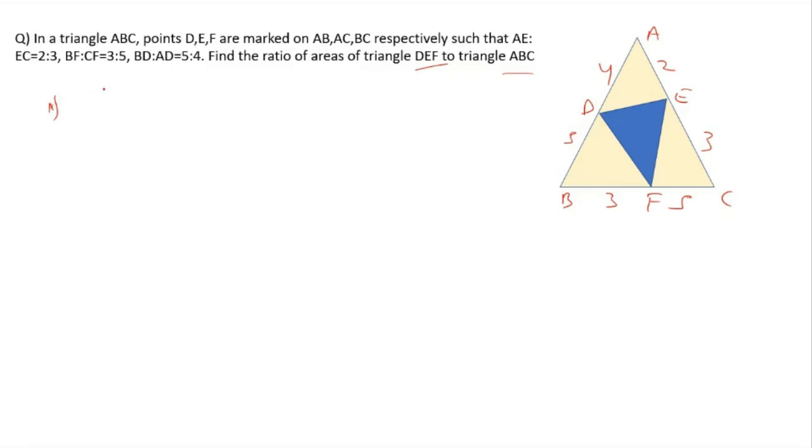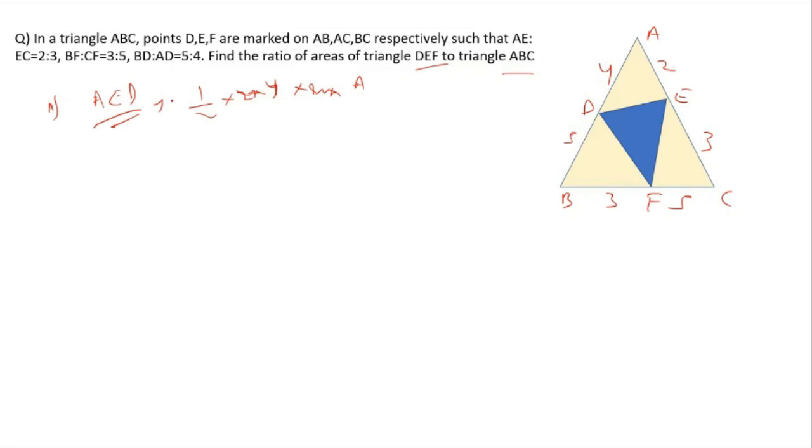That's step one: calculate the others and then subtract from the big triangle. Now how to calculate the others? For example, first we take AED and write what the area of AED will be. It will be half into 2 into 4 into sine A. Why did I write this? Because I know two sides, I don't know what the third side is, and this angle is A.